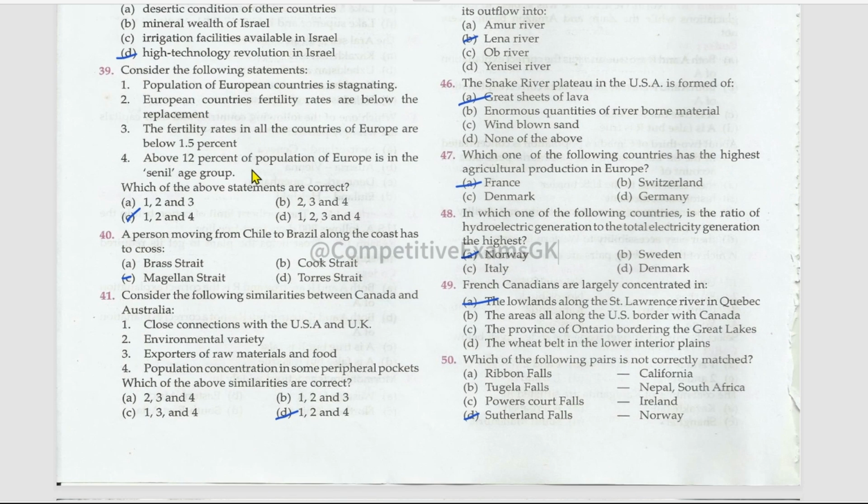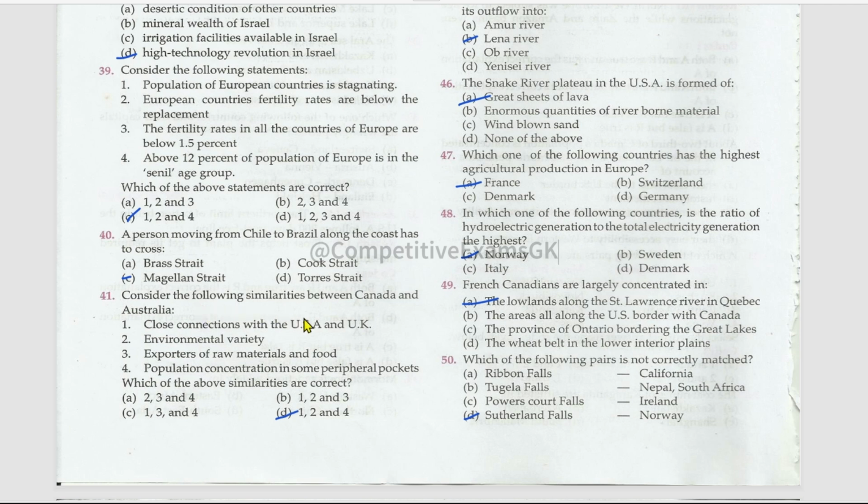Consider the following statements. Which of the above statements are correct? Population of European countries is stagnating, right? European countries' fertility rates are below the replacement, right? And about 12% of the population of Europe is in the senile age group. True. 1, 2, 4 are right, and third one is the false statement. A person moving from Chile to Brazil along the coast has to cross Magellan Strait.